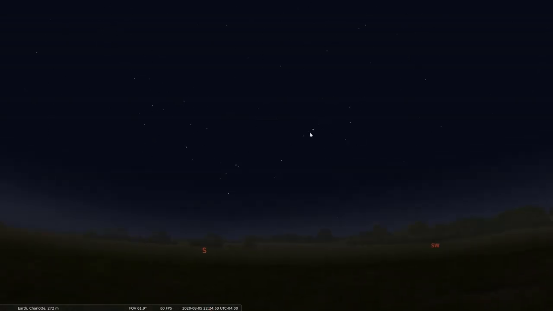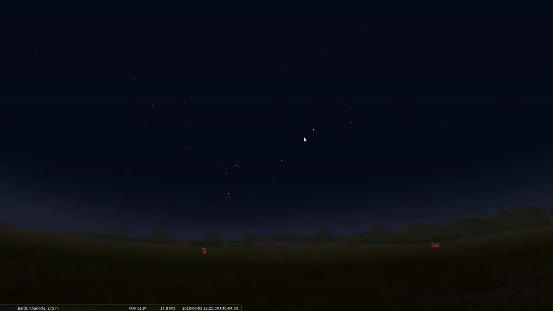Below Ophiuchus is a constellation that in my eyes really looks like its name. This is Scorpius the Scorpion. Here's the head of the scorpion, its long curving body, the hook of its tail, and even a star thrown in for good measure to represent the scorpion's sting.